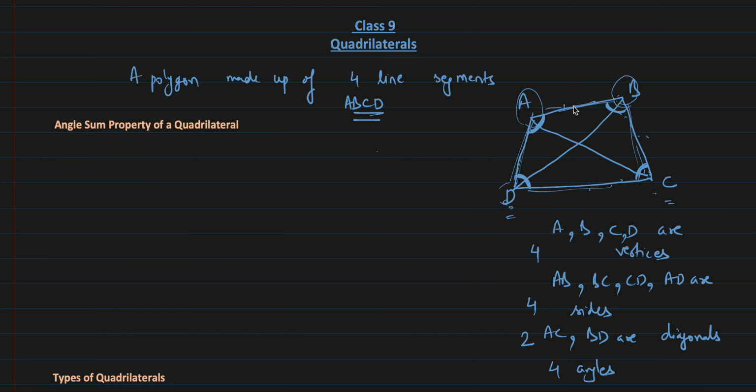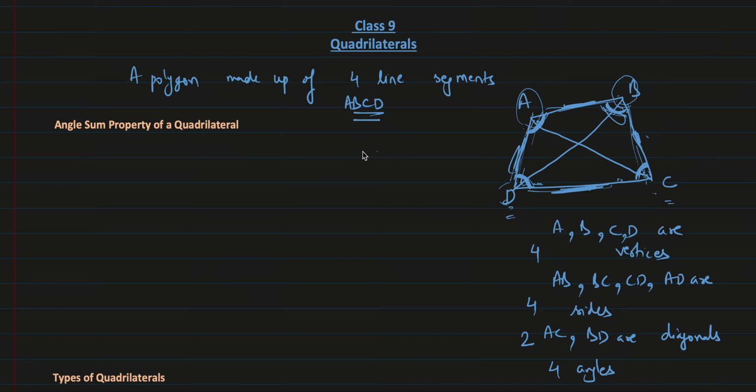Opposite sides: AB is opposite to DC, AD is opposite to BC. Opposite angles also: angle A is opposite to angle C, angle D is opposite to angle B. Then we also have adjacent angles: A and B are adjacent, A and D are adjacent, D and C are adjacent to each other, C and B are adjacent, B and A also adjacent. So we know what is adjacent and opposite. I hope you know that basic concept.